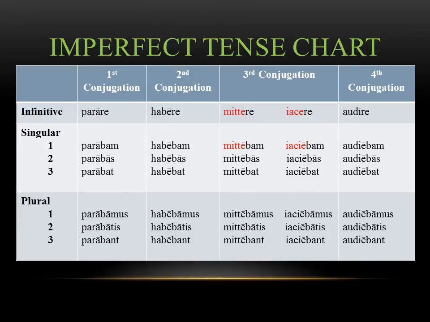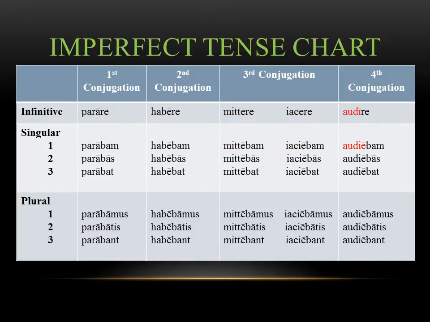The one you want to look at though is third conjugation, and again you'll notice in mittere that E has been lengthened. So instead of a short E, it's MITT, and then there's a long E before the BAM. That's one thing to notice. And on the other side we have our third conjugation I stem, and notice that I has slipped in there, so it's iaciebam. There's an I before that long E.